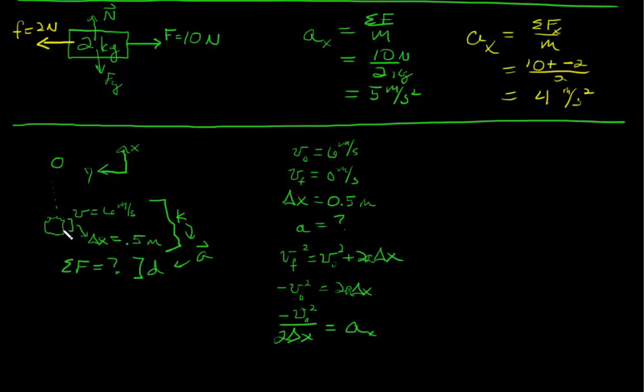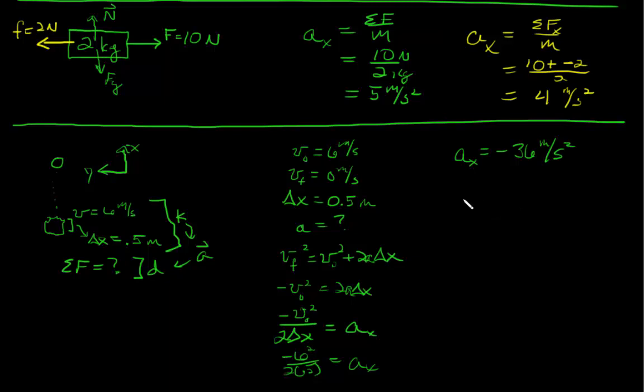Well, it's stopping. So I can see that since I defined it positive, this is negative x, and this is the positive direction. So yes, it's slowing down, so I have negative acceleration. So this would be negative 6 squared divided by 2 times 0.5. And 2 times 0.5 is 1, so it's negative 36. So my acceleration for this object is going to be negative 36 meters per second squared.